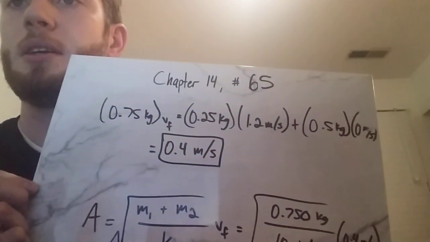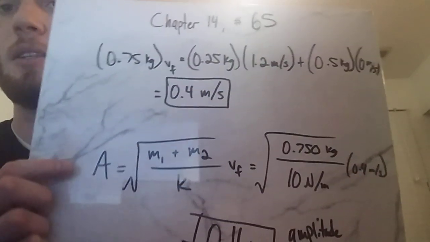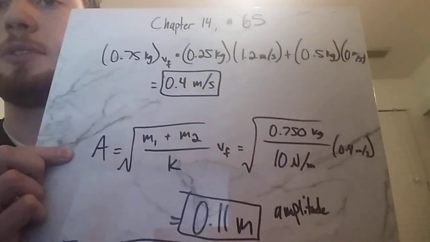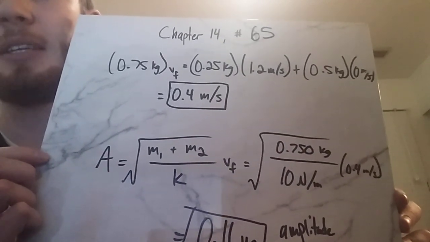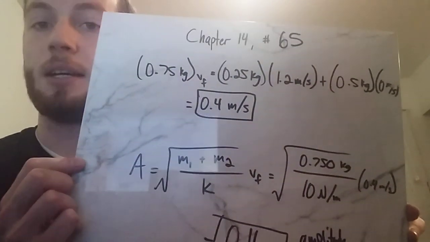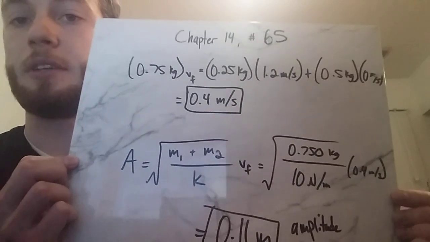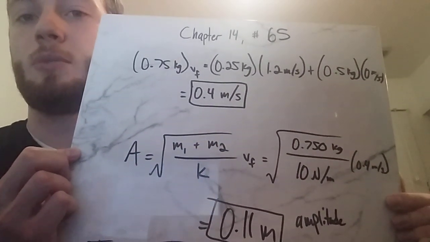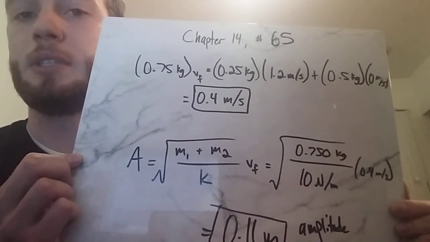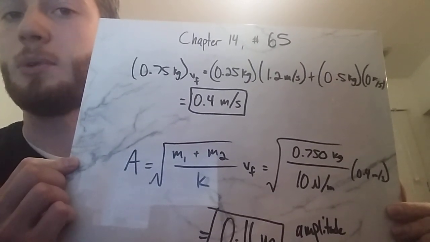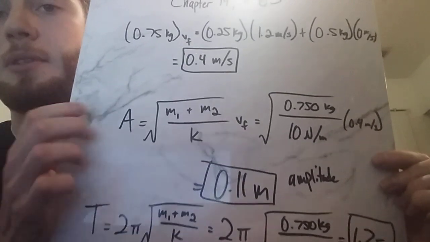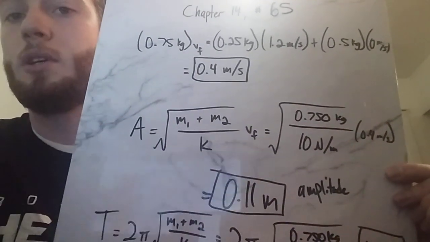Okay, so we're going to use this value to plug into our next equation for the amplitude. Amplitude is equal to the square root of (mass 1 plus mass 2) divided by k, which is our spring constant, times the final velocity. So if we plug in the values that we have, we get the square root of 0.75 kilograms divided by 10 newtons per meter, times 0.4 meters per second. So our amplitude is going to come out to 0.11 meters.